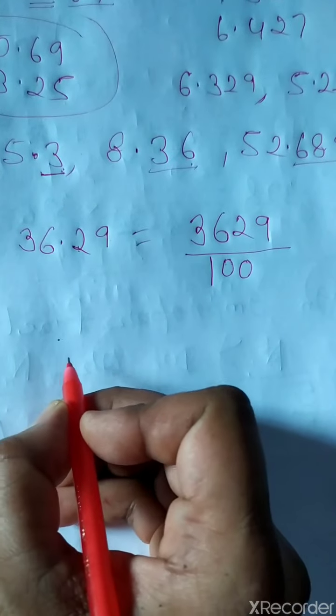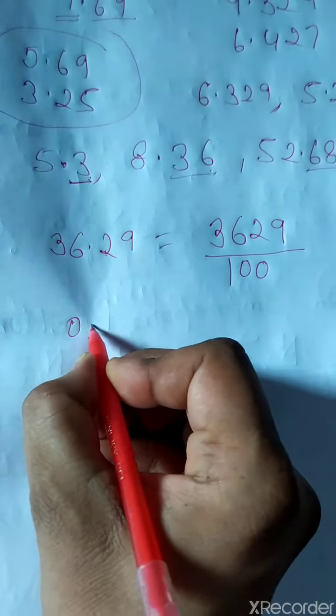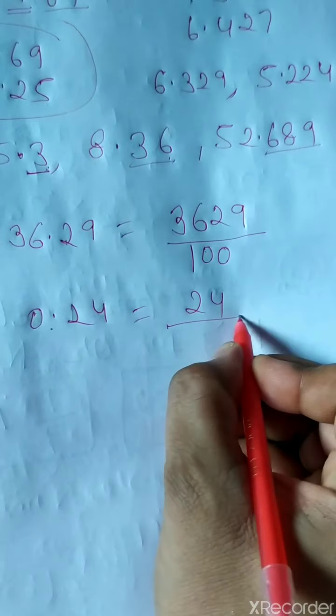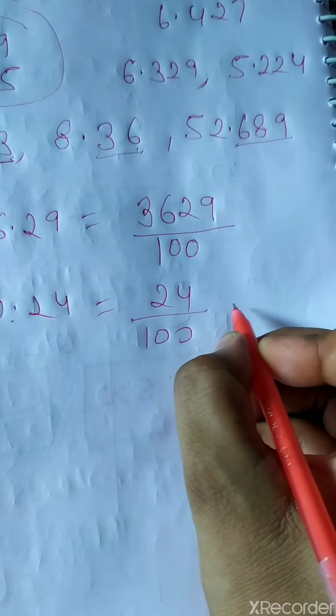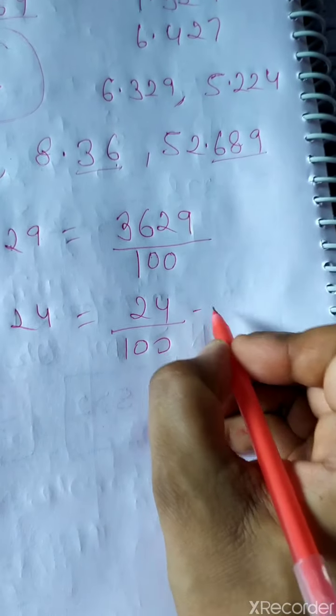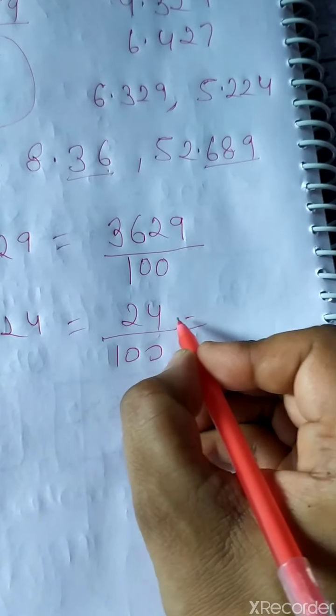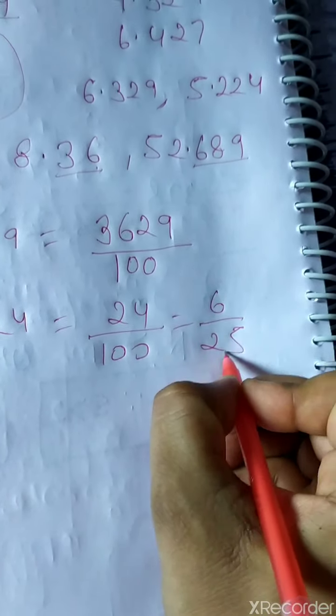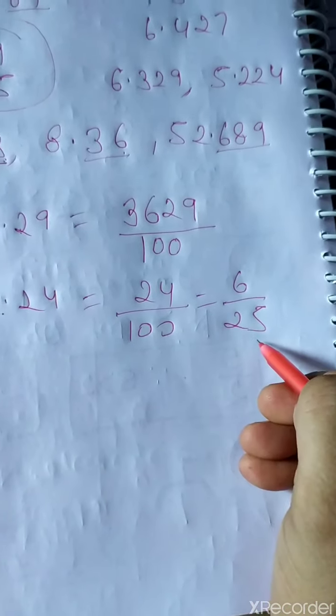Next, if the number given is 0.24, then it is 24 by 100. Now convert it into simplest form. Now 24 by 100, you can divide by 4: 4 into 6 times, 4 into 25 times. So 6 by 25 is the simplest form.